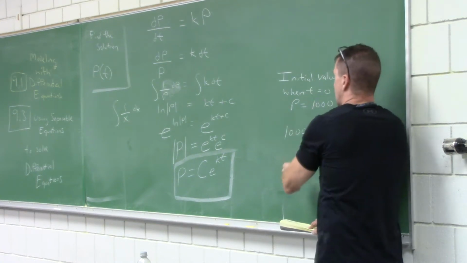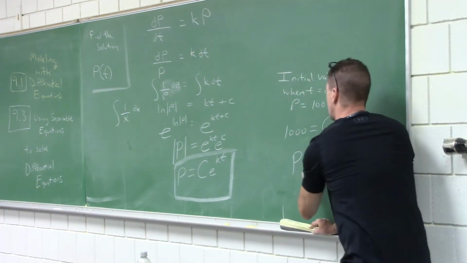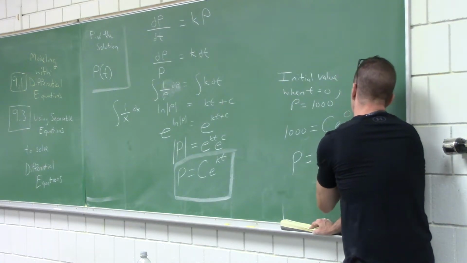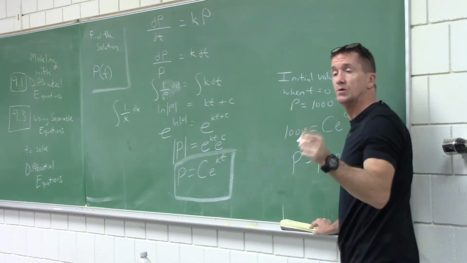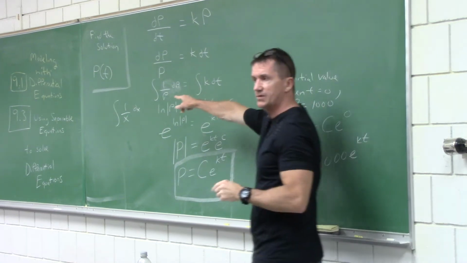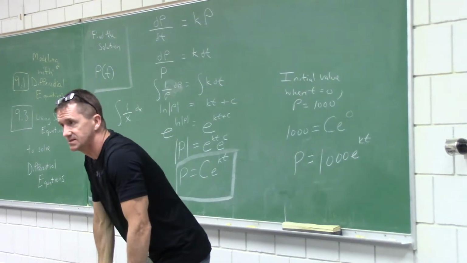What's going on at time equals 0? Then the equation becomes P equals 1,000 e to the kt. But if they don't give you an initial value in the problems in 9.3, then you just have to leave your answer in terms of a constant.